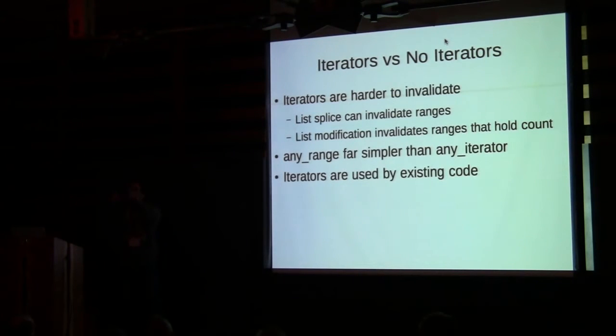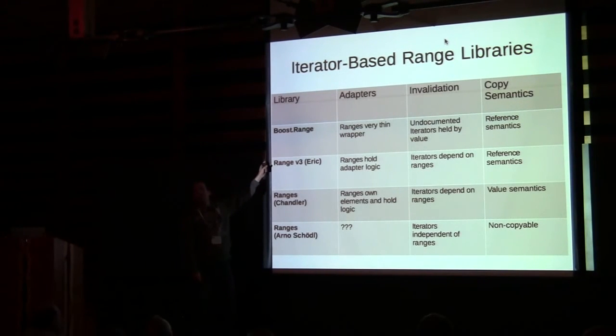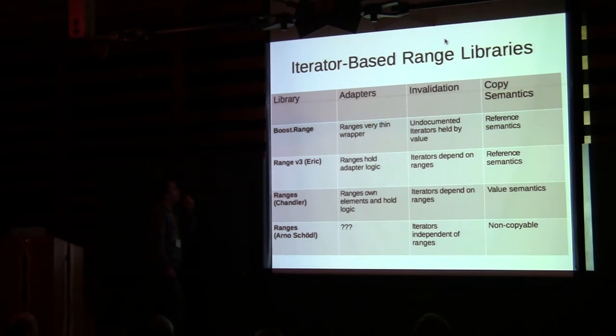So I have one more slide, and we're almost done, so I'm going to show that slide. And if you want to go over time and ask more questions, one last slide where I compare the iterator-based range libraries. There's 2 more than I've talked about before. Chandler's library. And this library is not publicly available, but Arno Schödl talked about it on the SG9 mailing list quite a bit. I just want to give a short overview of what makes these range libraries different.